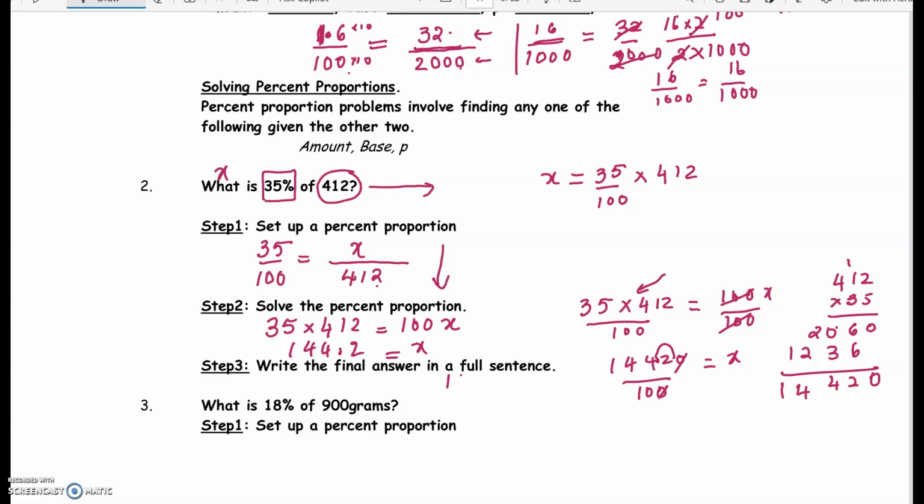What is 35% of 412? 144.2 is 35% of 412. If I solved it using this equation, do you see that it would be exactly the same answer? So these are just two different ways of setting up the exact same equation to get the exact same answer.